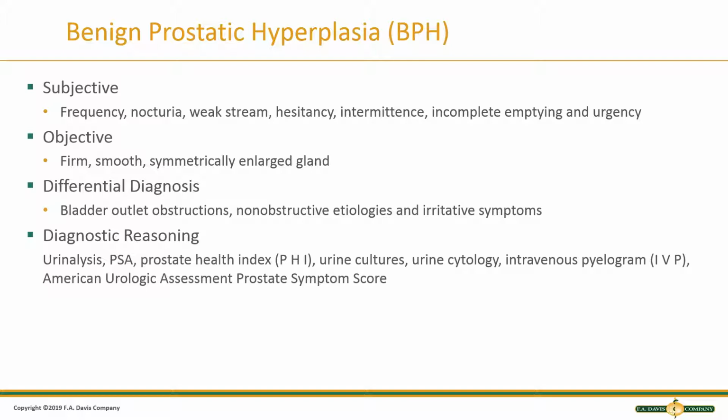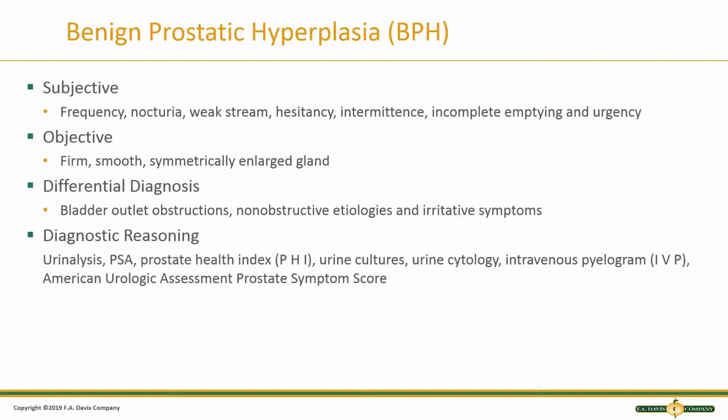Objectively, a digital rectal exam finding would include an enlarged prostate gland, measured and documented by finger breadth size. For example, a 1 plus is 3 fingers across, 2 plus is 4 fingers across, 3 or 4 plus will have encroachment of the anterior pelvic outlet and rectal wall. There are 3 categories of possible differentials: bladder outlet obstructions, non-obstructive etiologies, and irritative symptoms. You can also refer to chart 49.1, page 751 in your text for examples in each category.